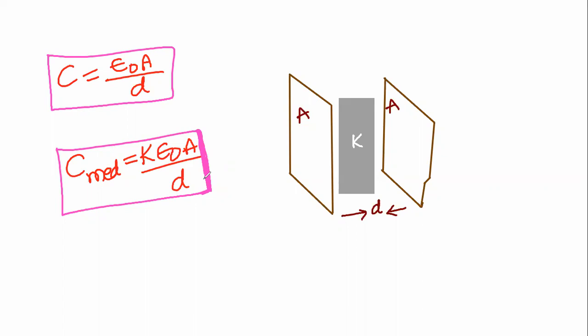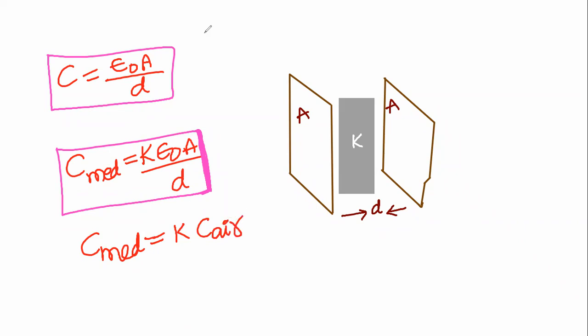When a dielectric medium of dielectric constant K is placed, the modified capacitance of the capacitor, C medium, is equal to K into epsilon naught A divided by d. So we write that the capacitance of the capacitor in medium is equal to K into the capacitance of the capacitor in air.